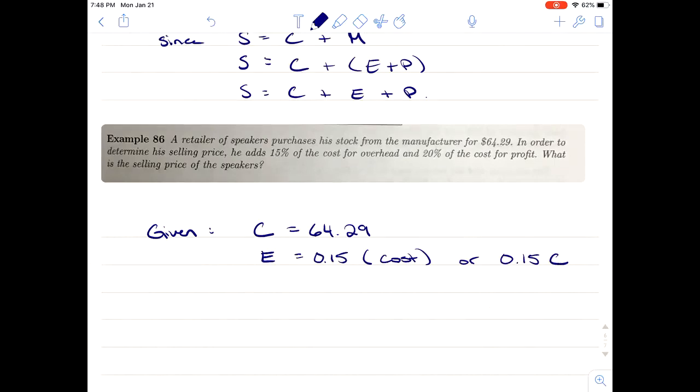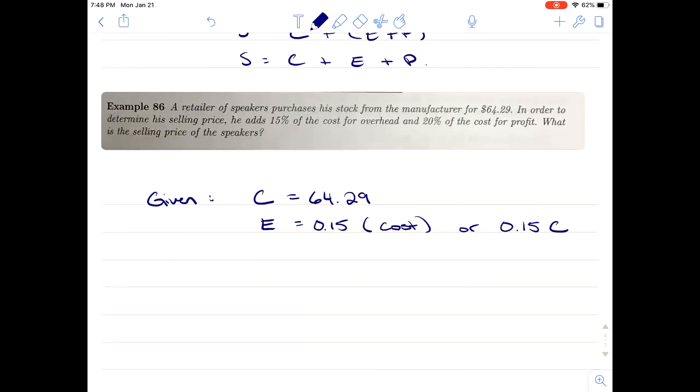Now there's a method to my madness here, because even though we know C in this situation, there's going to come a time when we don't necessarily know what C is. So then being able to write it as 0.15 C is going to be important. And the profit, again, is 20% of the cost. So P is 0.2 times the cost, or 0.20 C.